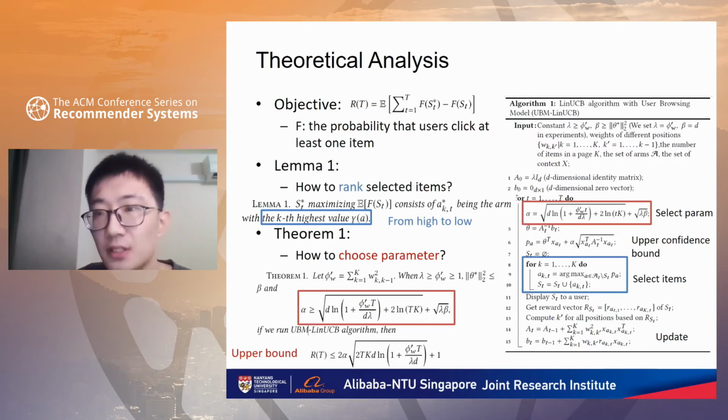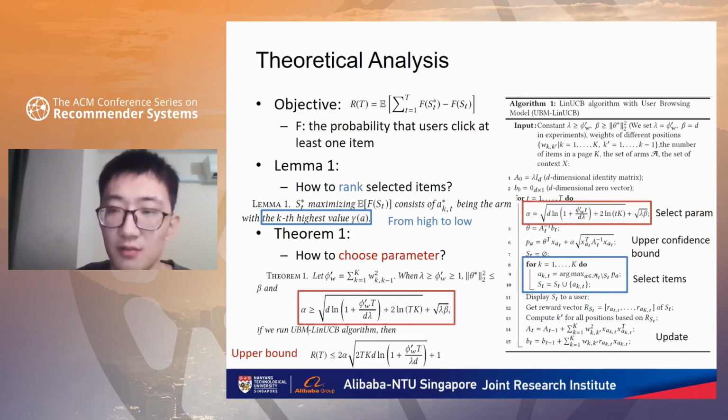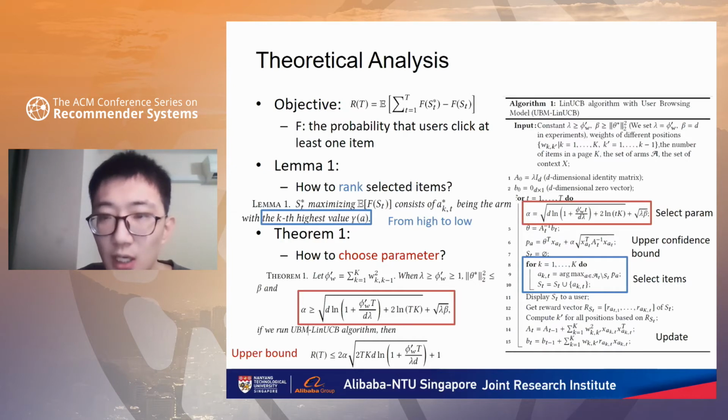To select the best parameter and the optimal recommended list, we do the theoretical analysis. Similar to previous work, the objective is to minimize the regret, which is the gap between rewards of the optimal list and lists selected by the algorithm. The reward function is the probability that users click at least one item, which also follows previous works. We first prove that given a list of items, the order that maximizes the reward is to rank items according to their attractiveness from high to low. In Theorem 1, we prove the sublinear cumulative regret bound for our algorithm and indicate how to choose alpha to achieve this sublinear bound. So we also use this value in our algorithm.